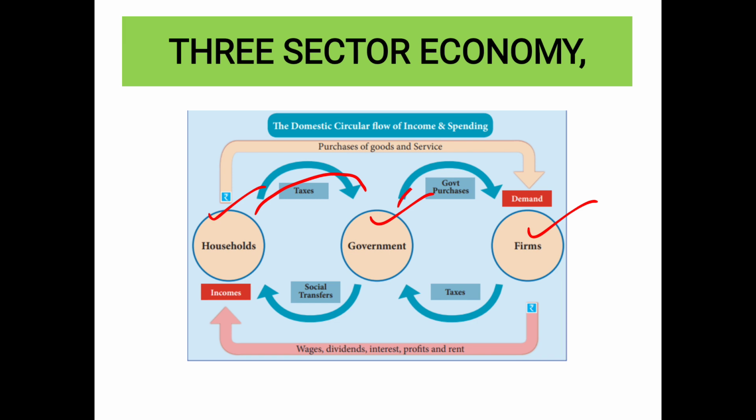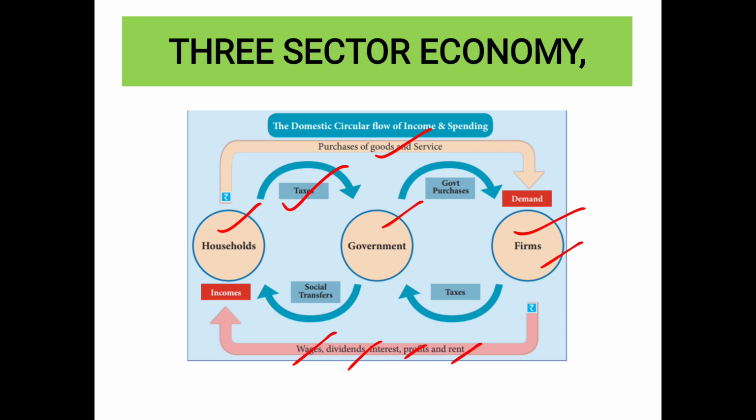What does the government do? The government purchases towards it. So you can see the three-sector model: household, government, firms. So what does a household send? Households purchase goods and services. What does the firm do? Firms give wages, dividend, profit and rent for the four factors of production. Now what does a household do? Households pay tax towards the government.